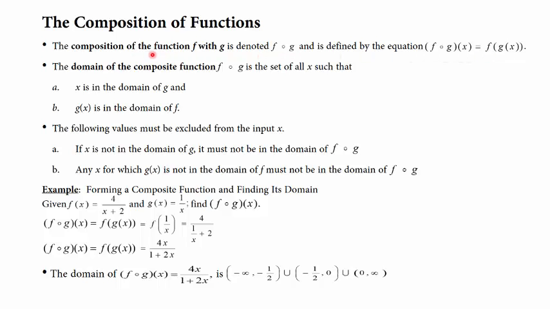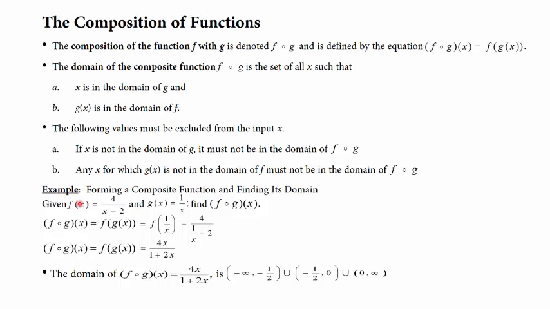If this is the definition of the composition of the function f with g, then the domain of the composite function, which is the one resulting from this operation, is the set of all x such that x is in the domain of g, and that g of x is in the domain of f. The following values must be excluded from the input x. If x is not in the domain of g, it must not be in the domain of f after g, or the composition of the function g. Then any x for which g of x is not in the domain of f must not be in the domain of the composite function.